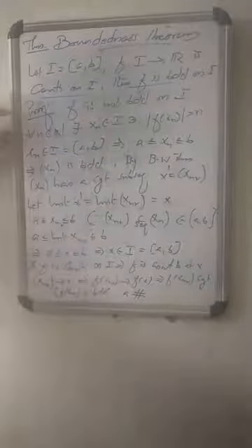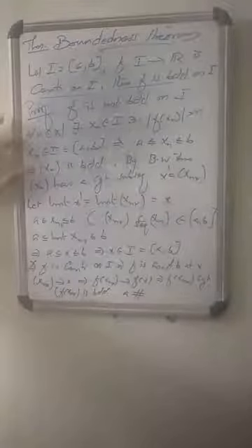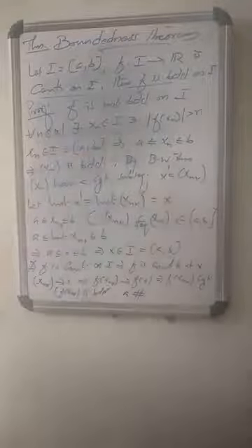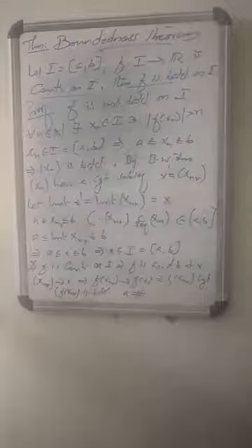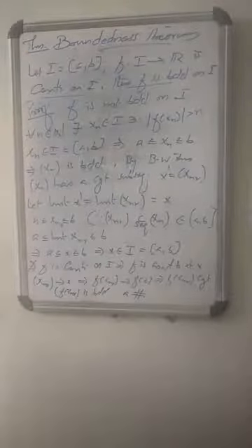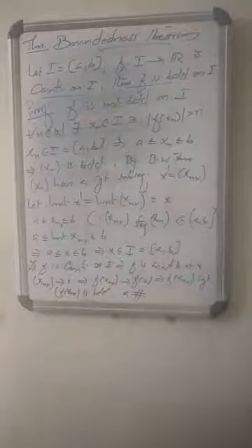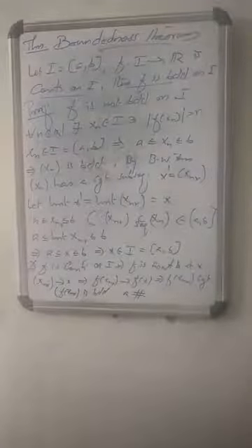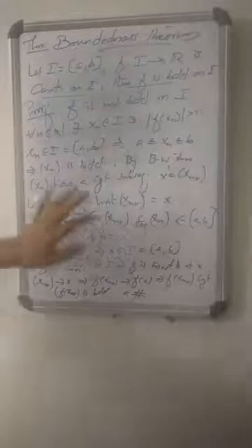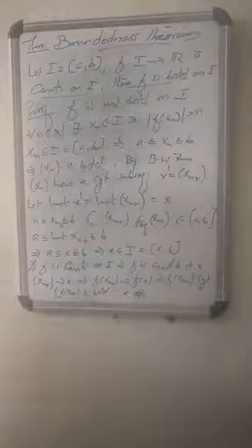Clear? We just assume that f is not bounded on I, so by the definition of unboundedness, mod f of xn is greater than n. But what is xn? xn is chosen from the closed interval [a, b], so xn ranges from a to b. Therefore the sequence xn is bounded. By the Bolzano-Weierstrass theorem, xn has a convergent subsequence. Let xnr be a convergent subsequence of xn.